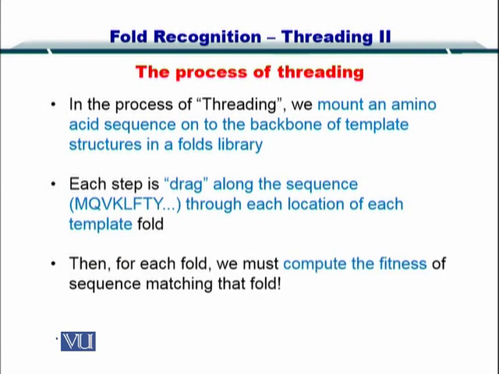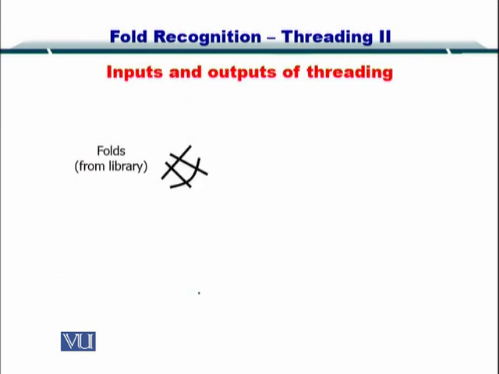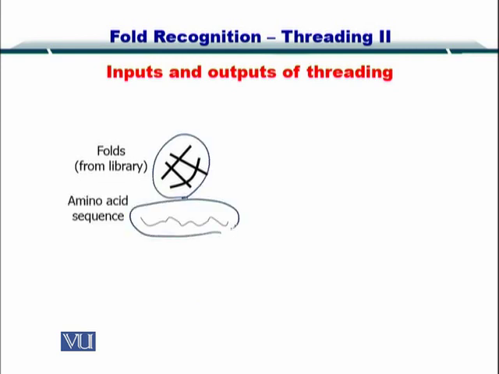Then for each comparison, we compute the score. The score or the fitness of the matching will determine at the end how good is the match. Typically, z-score is used for this. So let's take an example. This is a fold from the fold library. This is the amino acid sequence that you are going to fold onto the structure, and you have a scoring function which is usually a z-score.